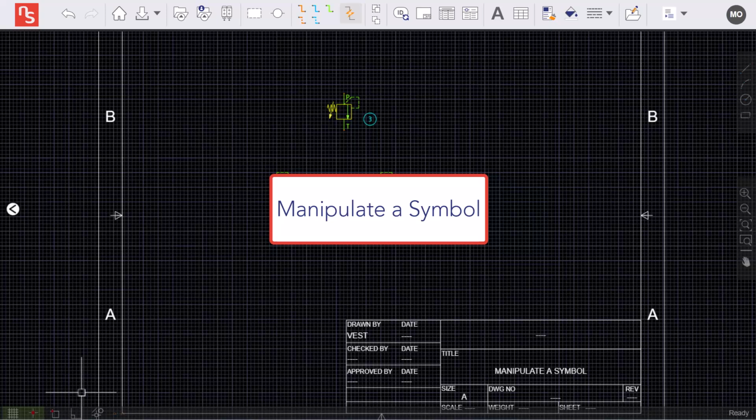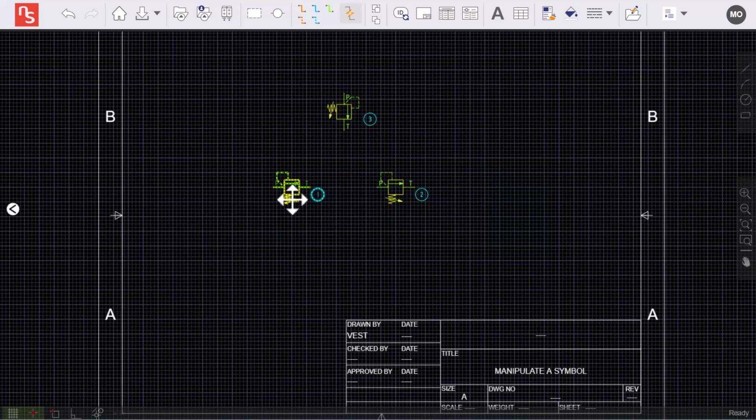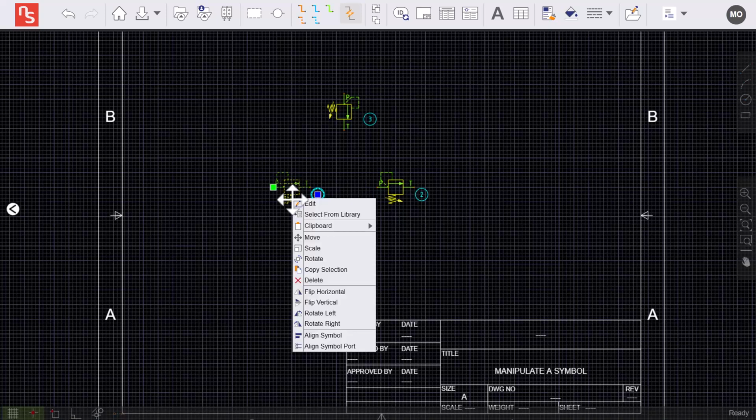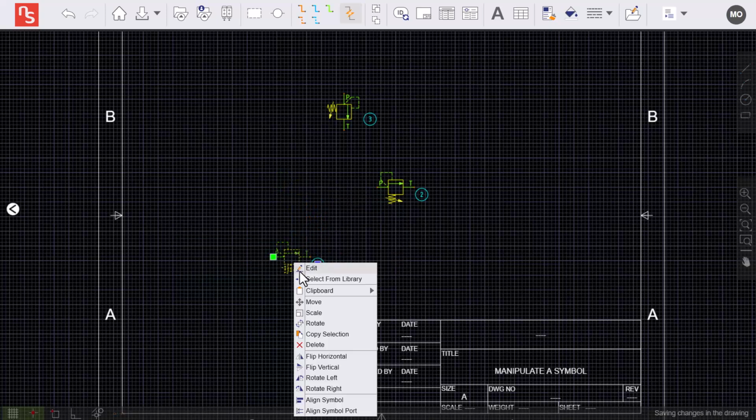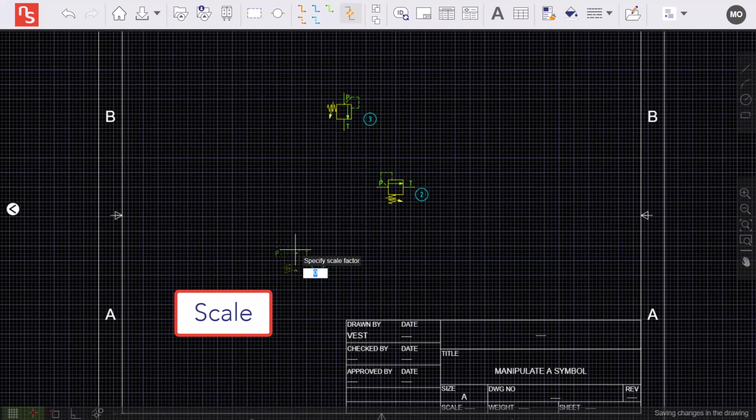Users can access a variety of symbol manipulations by right-clicking on the symbol. Move allows users to move a symbol from a specified base point. Scale allows users to shrink or enlarge the symbol.